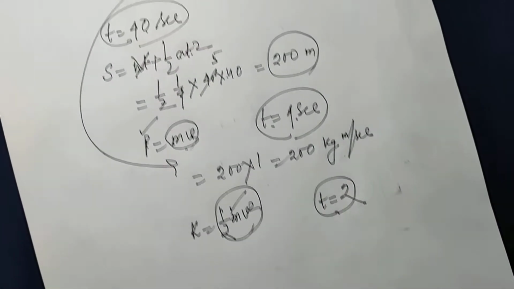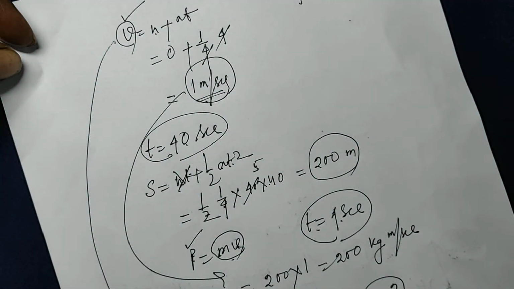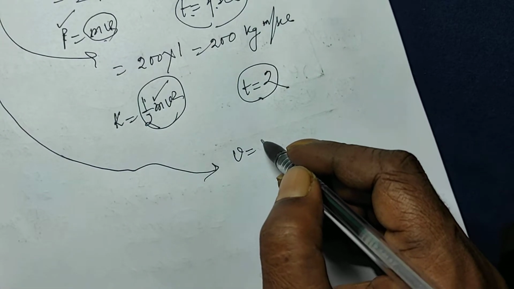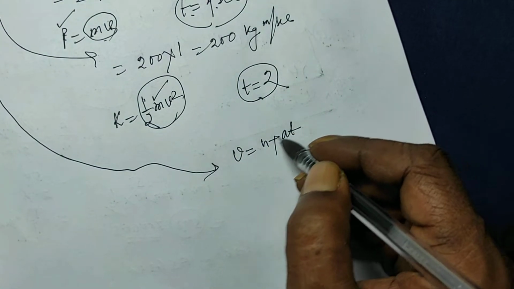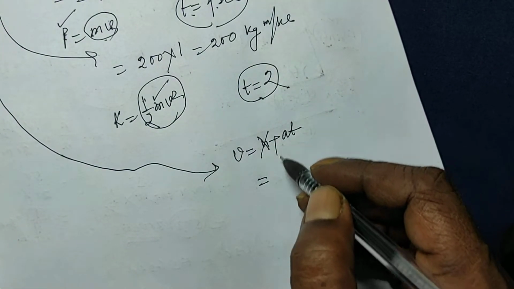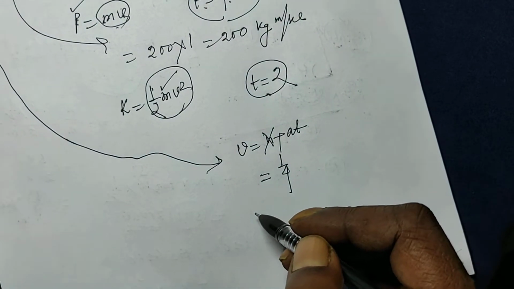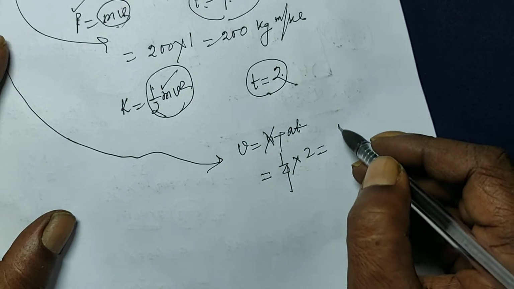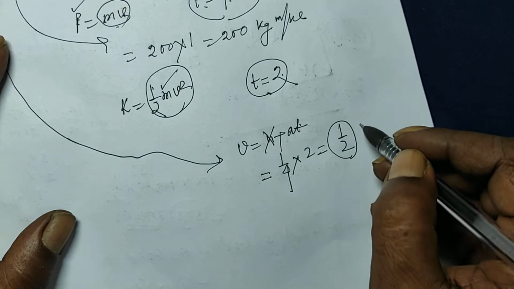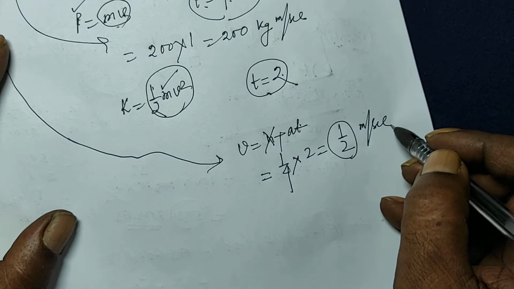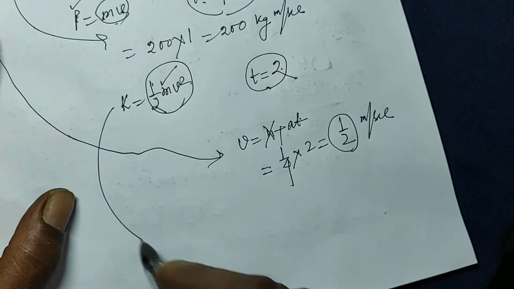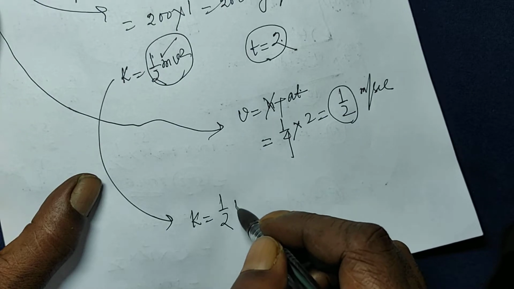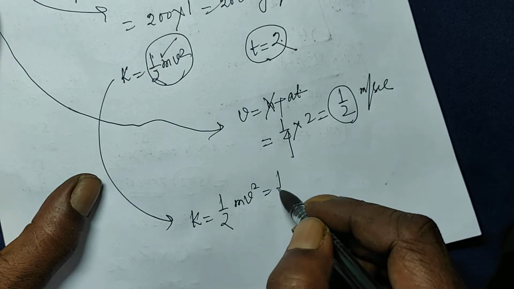Since the acceleration is constant, you can use v is equal to u plus at. Starting from rest, this is 0. a we found out as 1 by 4. At t is equal to 2 seconds, put 2 here, so v is equal to half meter per second. So what will be kinetic energy? Your kinetic energy will be half m v square.